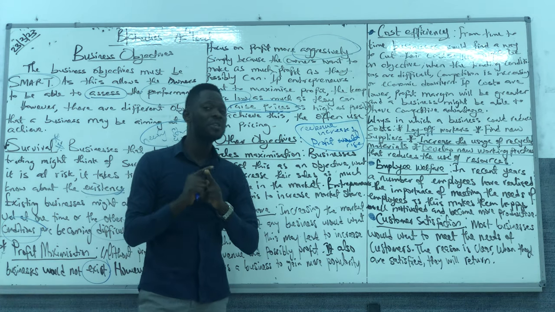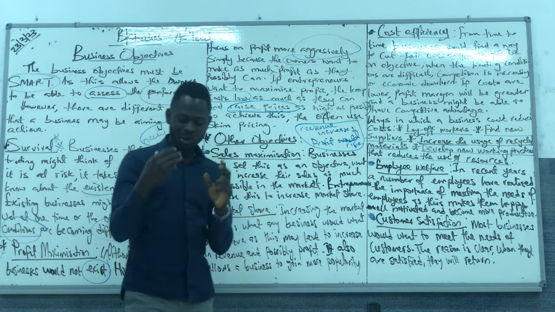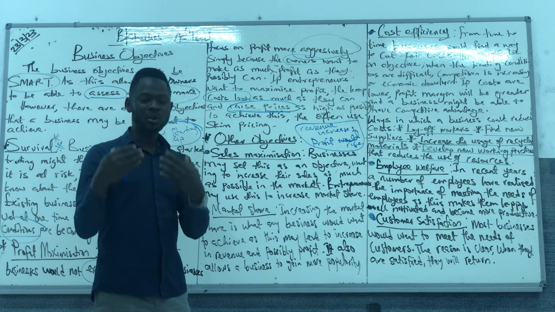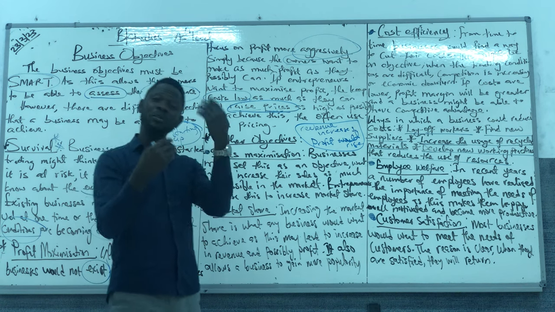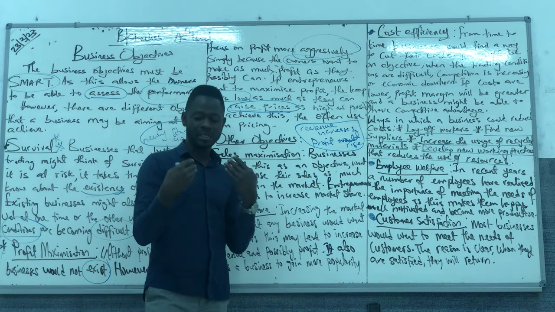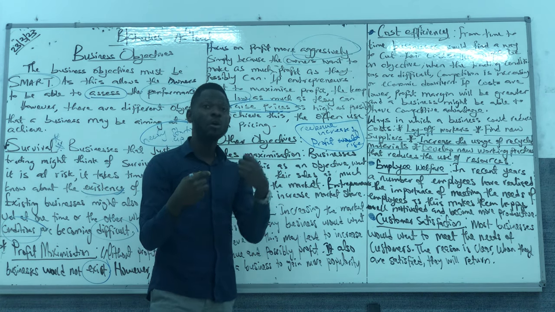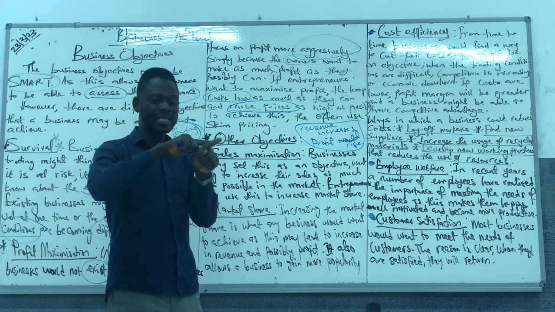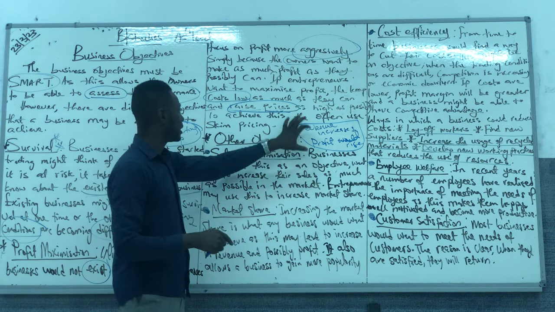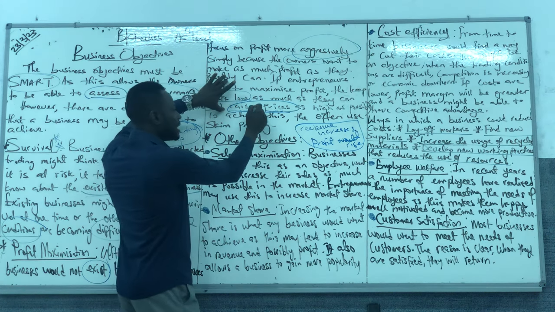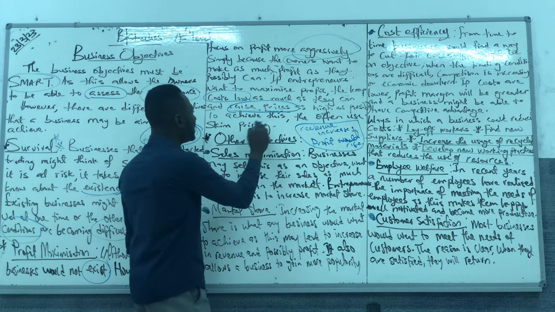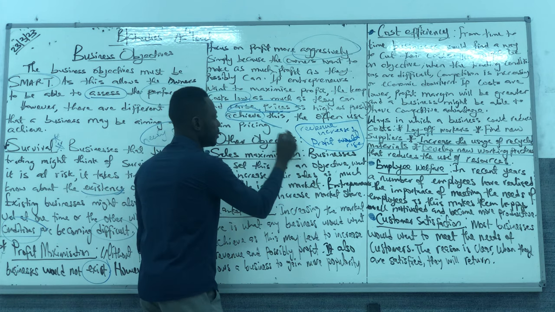Lowering cost to increase profit margin means you are comparing the cost of the previous time to the cost of now. The cost of the previous time is higher than the cost now. So the profit you made previously is lower than the profit you're going to make now, so there's an increase in the profit margin. That is for cost. For prices, we're talking about how to achieve profit here.